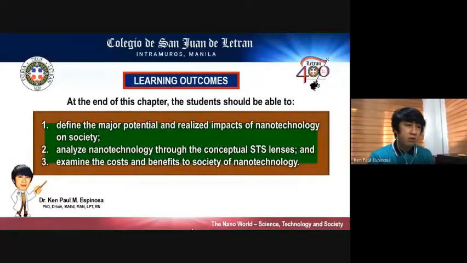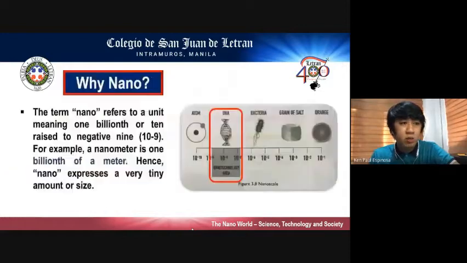A good example of this also is your cell phone, no? Dati ang cellphone napakalaki, but today it became thinner, no? That's a good example of nanotechnology that later on I'll be discussing with you. So why nano? What is nano?